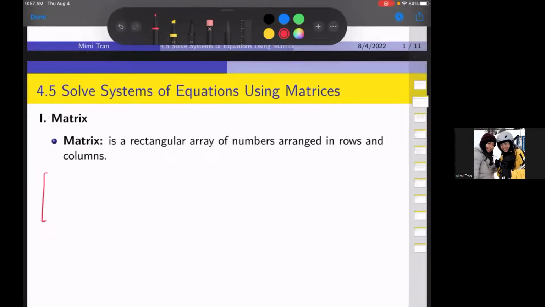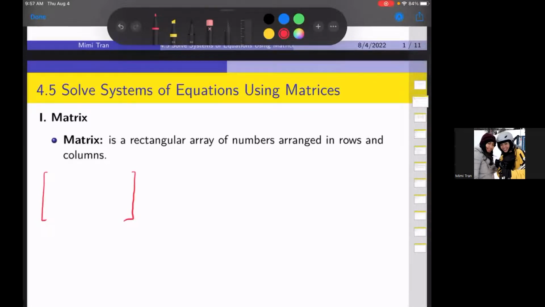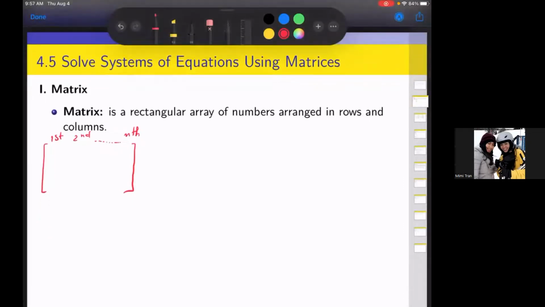So you have a big rectangular array. What does array mean? You have first column, second column, third column, right? Here is the first column, here's the second column, all the way to the nth column. I'm just gonna say n. And then you have the first row, the second row, and then all the way to the mth row.